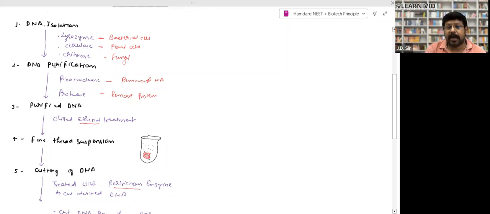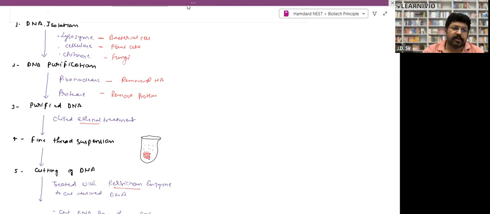Now, the DNA may have histone protein. DNA may have RNA, right? If half of the transcription has taken place, then RNA will be there. RNA polymerase will be there. DNA polymerase will be there, right? So for the further purification, we treat this DNA with ribonuclease. Ribonuclease is an enzyme which removes RNA from that DNA. Histone protein and other proteins are removed with the help of proteases. So this DNA is treated with ribonucleases and proteases.